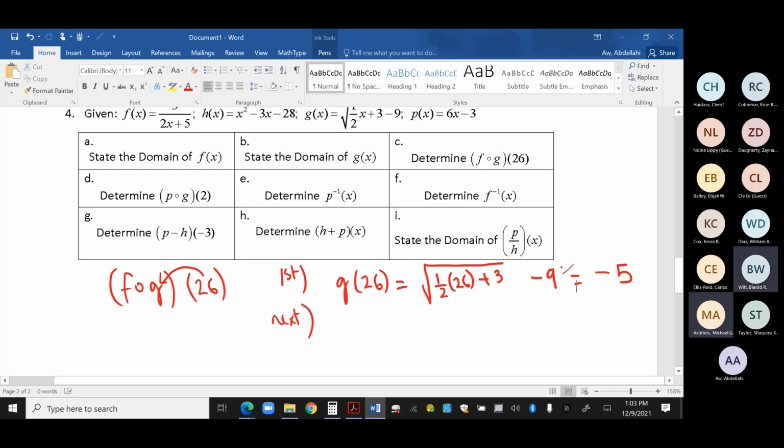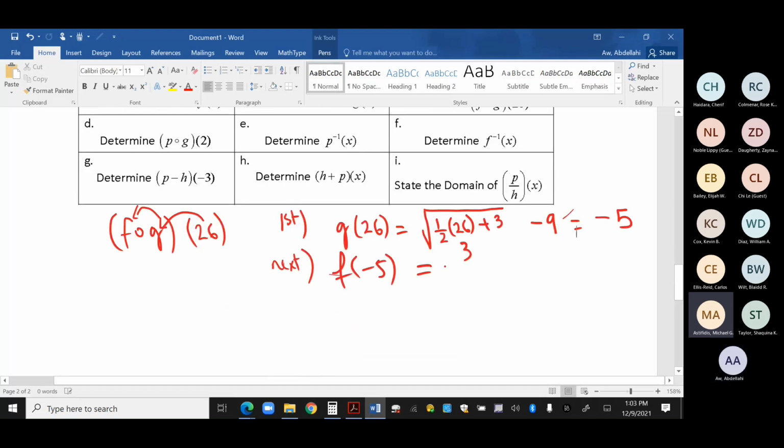Plug -5 into f of x. Exactly, put -5 in the f of x. Basically, it's two successive actions, right? One action and then another one. You do one action and then you do the other one. So now you do f of -5, which is 3 over 2 times -5 plus 5, okay?